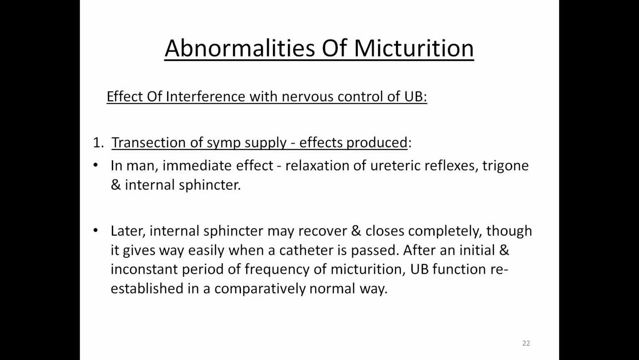So one possibility is transection of sympathetic supply. So what happens in this case? The immediate effect would be relaxation of ureteric reflexes, trigone and internal sphincter. If there is complete denervation, then ejaculation can no longer take place, though physical orgasm and erection can occur. So basically sterility takes place.